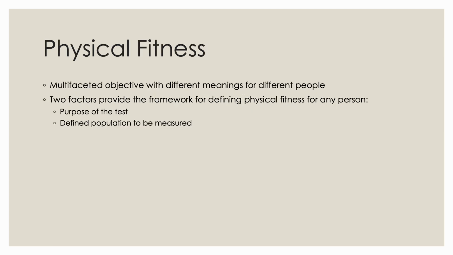Now that we've discussed the history of physical fitness testing in the U.S., we're going to focus on what is physical fitness. So the definition of physical fitness is a multifaceted objective with different meanings for different people. That's a very broad and vague definition. However, 2 factors provide the framework for defining physical fitness for any person. These include the purpose of the test and the defined population to be measured. These are 2 questions that need to be able to be answered when doing any sort of physical fitness testing.